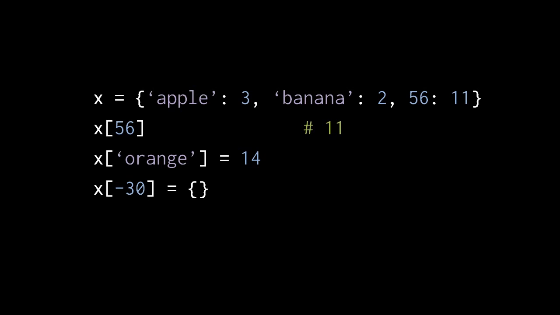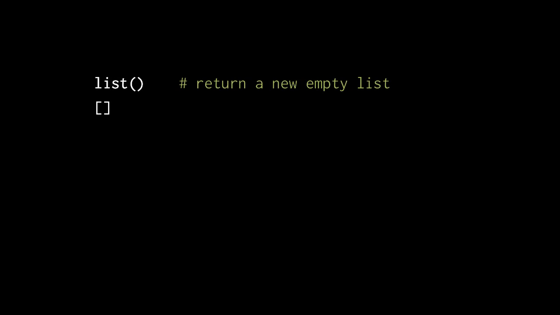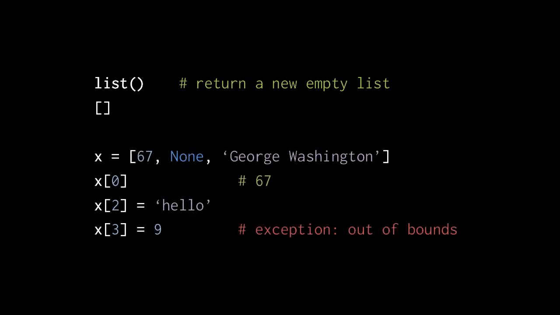So to reiterate, the subscript operator, the square brackets, is used just to set and retrieve key value pairs from dictionaries. It is not used to retrieve or set attributes of objects. However, the subscript operator is also used with lists to get and set the items of that list. So very briefly, we can create a new list object by invoking the list class that returns a new empty list, or more commonly we just use square brackets just like we did in JavaScript to create what it calls arrays. Here we are assigning the variable x a new list with 3 items, first 67, then None, and then a string George Washington.